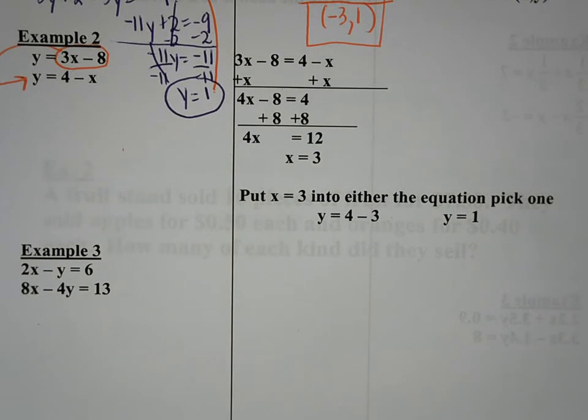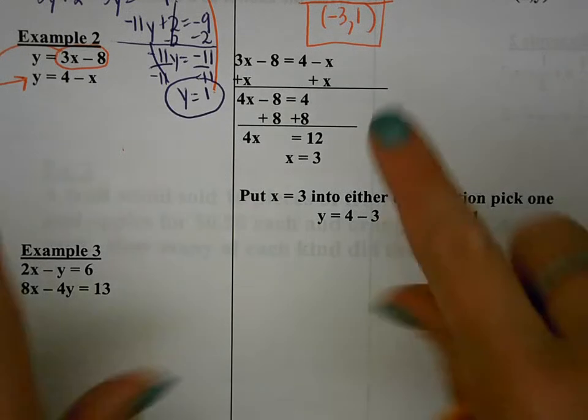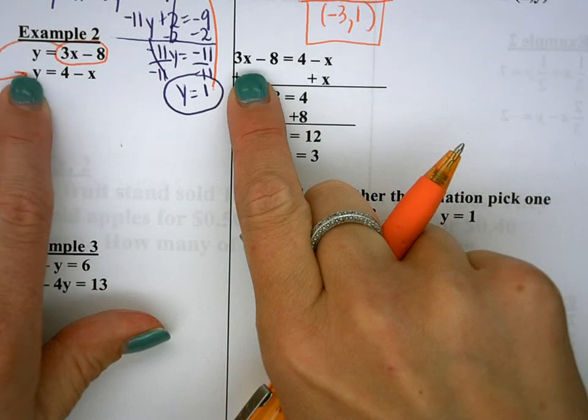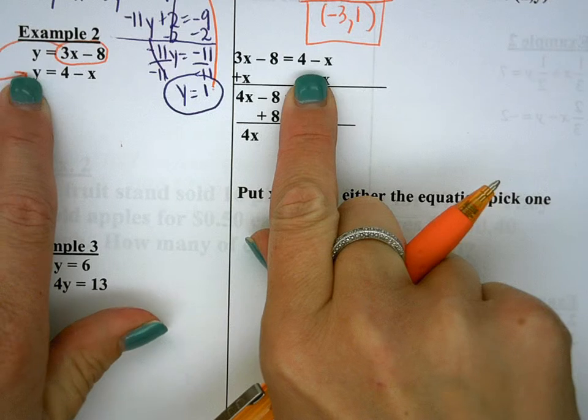So again, we're just using substitution. It just looks a little different. We didn't have to change one of the equations. So now we have 3x minus 8 in for y, and then you still have 4 minus x on the other side.